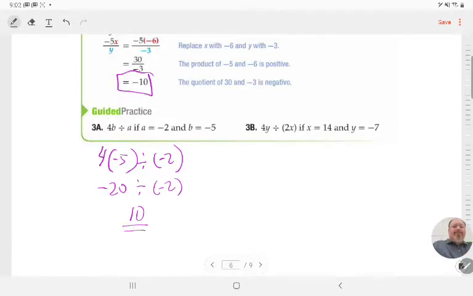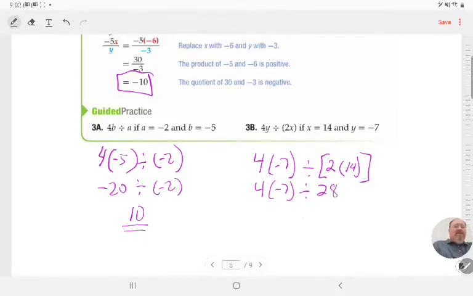Okay? Let's see. Then I have 4 times negative 7 divided by 2 times 14, and I have grouping. So remember, order of operations, it's grouping first. So 4 times negative 7 divided by 2 times 14, which would be 28. Now I do left to right order of operations. 4 times negative 7 is negative 28, divided by 28 is negative 1. All right, good job.